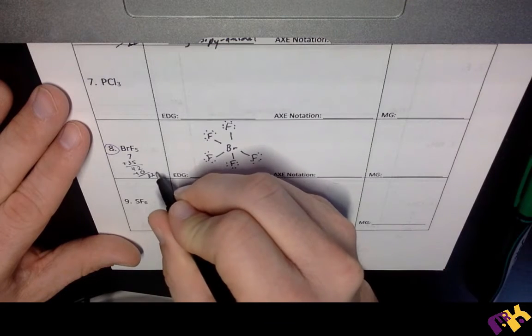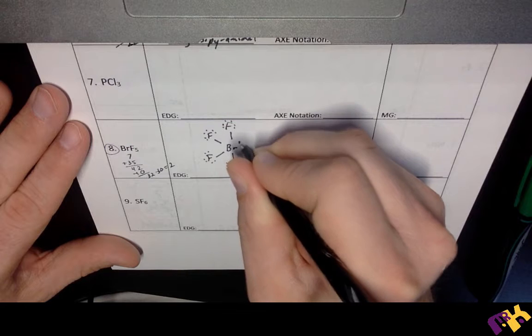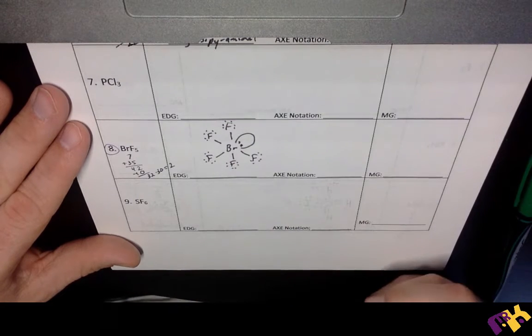We have used 30 electrons to do that. There are 2 that remain, and those have to go to the central atom. So we'll put a lone pair bubble on there.